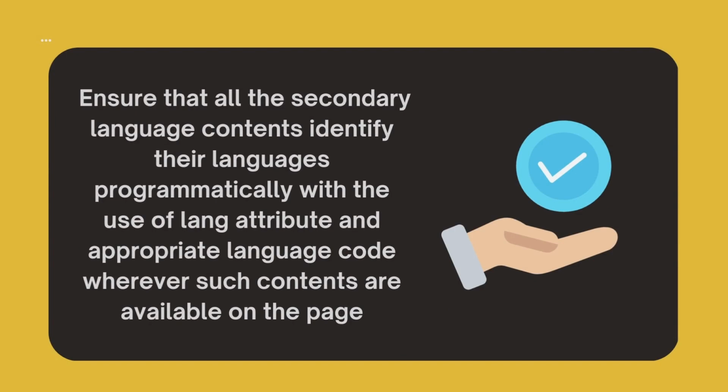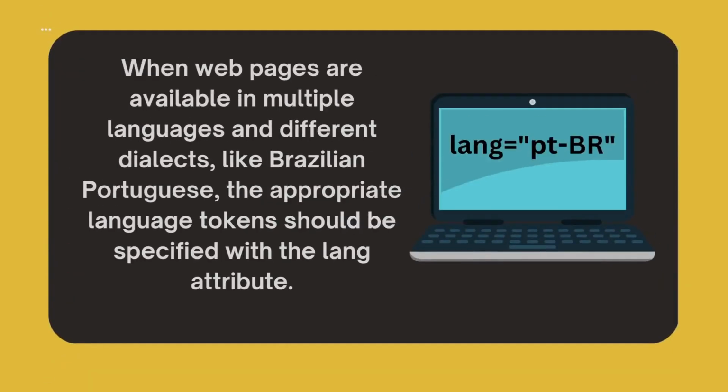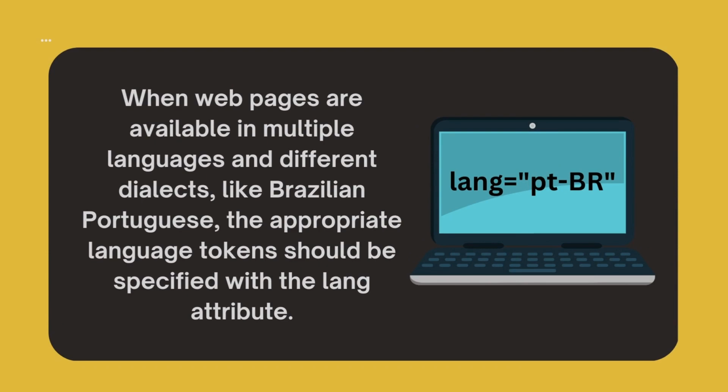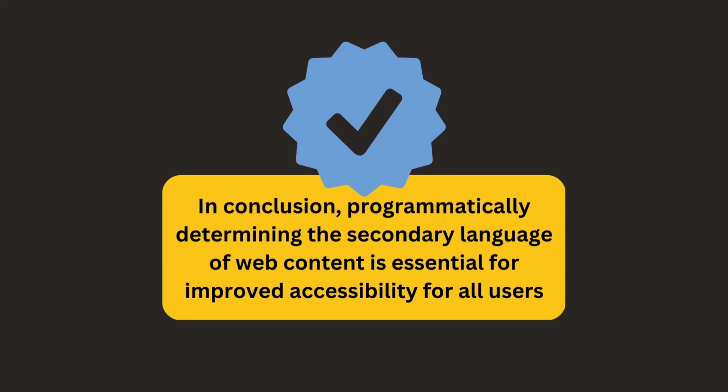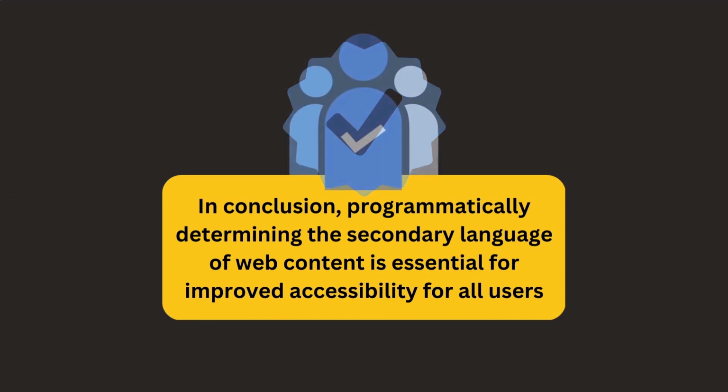It's important to ensure that all the secondary language contents identify their languages programmatically with the use of language attribute and appropriate language code wherever such contents are available on the page. And when web pages are available in multiple languages and different dialects like Brazilian Portuguese, specify the appropriate language tokens with the language attribute. In conclusion, programmatically determining the secondary language of web content is essential for improved accessibility for all users.